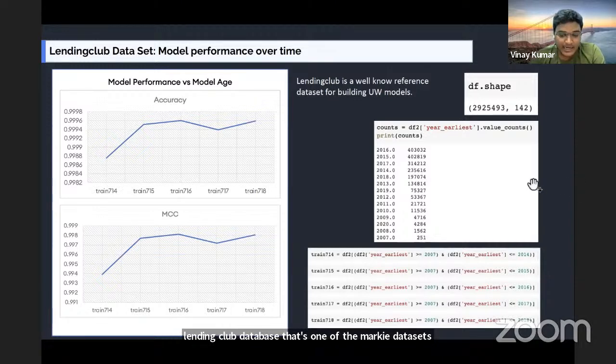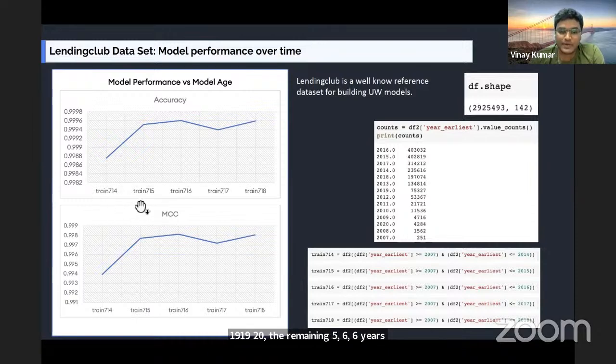Lending Club has data from 2007 to 2020, so you have close to 13 years of data. What we have done is pick up the data with different time periods, train the model on those time periods, and test on the remaining time period. For example, we trained the model on 2007 to 2014 and then tested it on the remaining years, which is 15, 16, 17, 18, 19, and 20, the remaining six years.